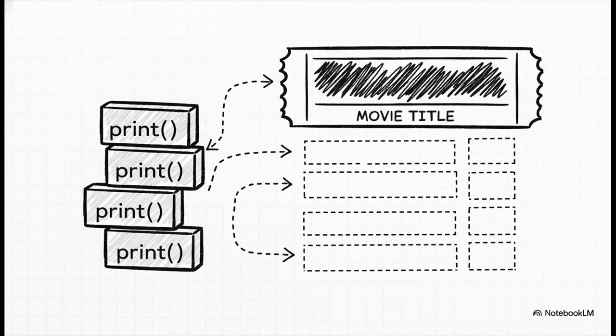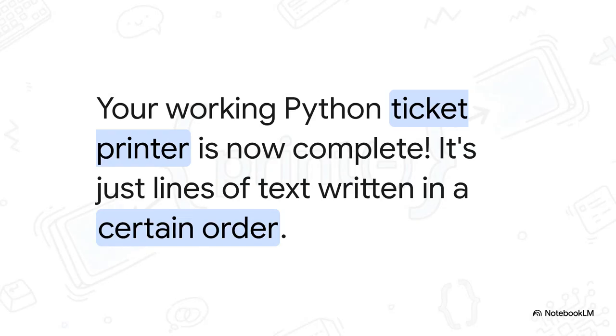To finish the whole ticket, we just follow the exact same pattern. We add another print for the movie title, another one for the showtime, one for the seat number, and then a final one for the price. It's just a simple list of instructions for the computer to follow. And there you have it, the finished product. By just stacking those simple print commands, we've built that cinema ticket from scratch. We took an idea, broke it down into lines, and told the computer exactly how to create it.